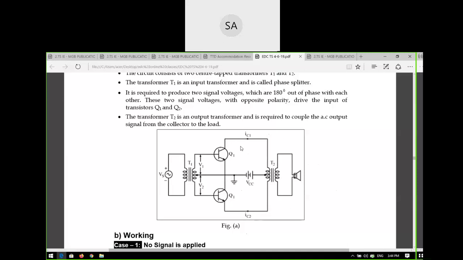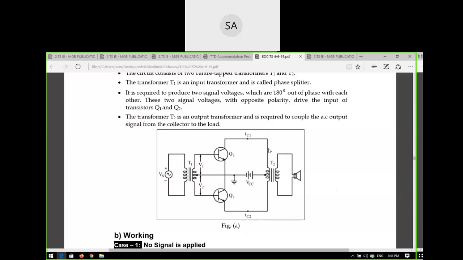One will give the positive cycle, and the other will give the negative cycle. Combined, you will get a positive plus negative cycle. So the complete cycle you will get at the output side. But what is the disadvantage? The major disadvantage?